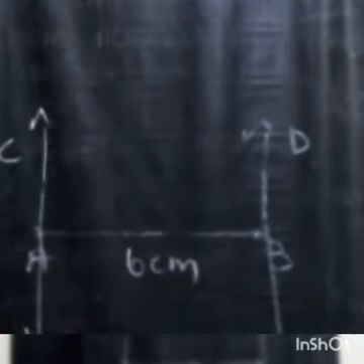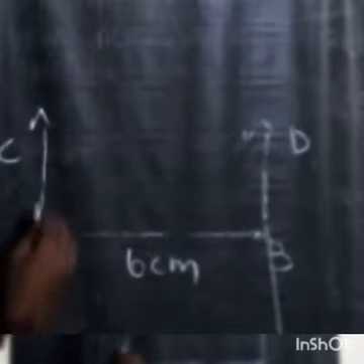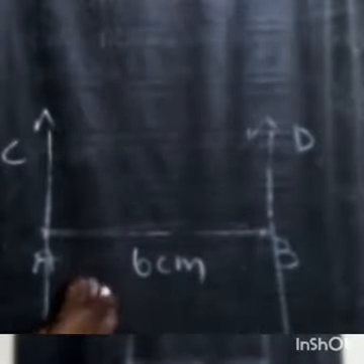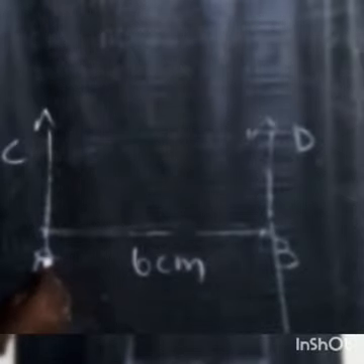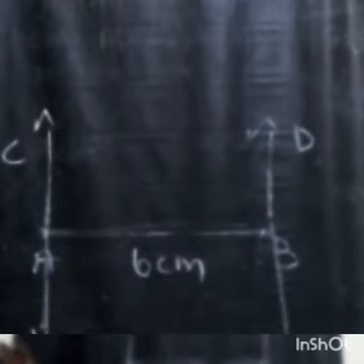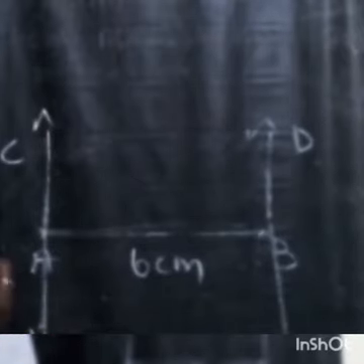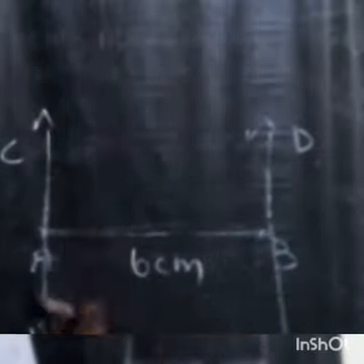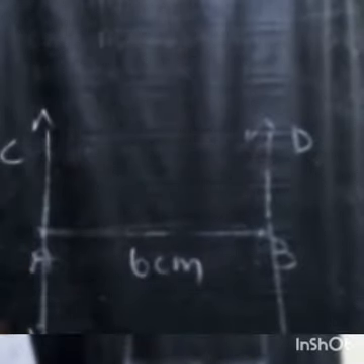The line CA is perpendicular to AB at A, and DB is perpendicular to AB at B. Here this is also perpendicular, so is it parallel or not? CA is parallel to DB, and CA and DB are perpendicular to AB.